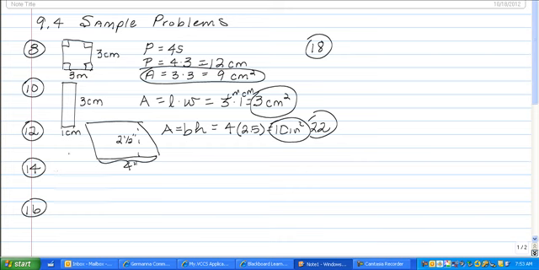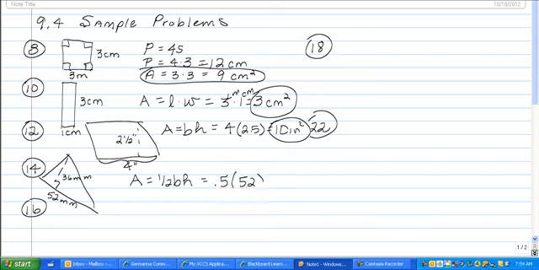Okay, in 14 we have a triangle that has a height of 36 millimeters and a base of 52 millimeters. Area for a triangle is 1/2 base times height. So that'll be 0.5 times 52 times 36. And I'm getting 936, and that would be square millimeters.